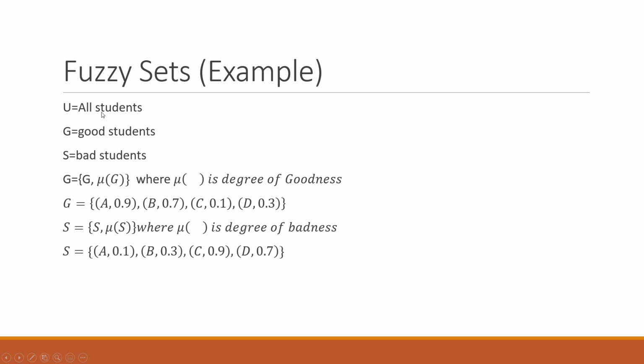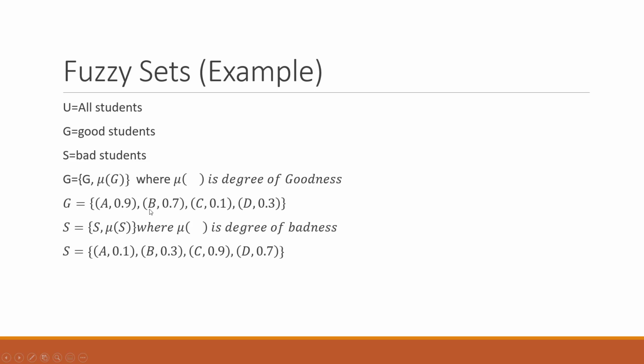For example, U is all students, this is the universal set, and G represents good students and S represents bad students. So for G, how will we write a fuzzy set, a membership function for this? G is equal to the pairs (G, mu G), where mu, the membership function value, is the degree of goodness, because G is the good students. Let's suppose A is an element of G and we assign a membership function value of 0.9.